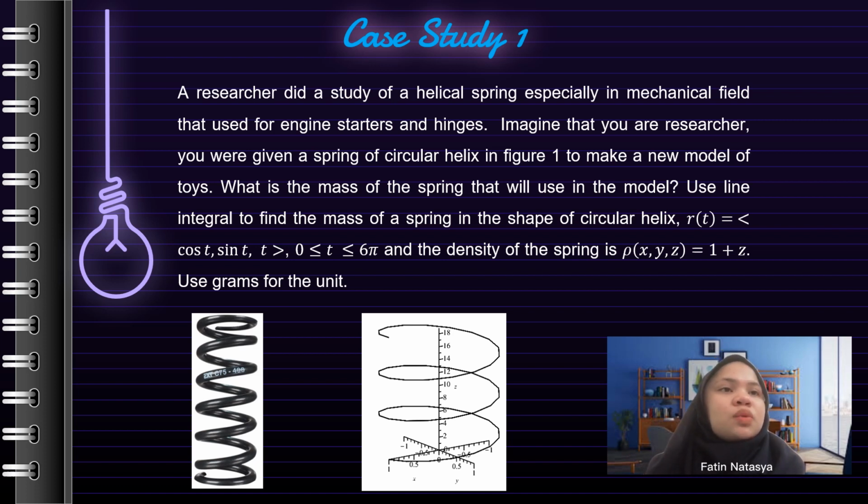The vector r(t) equals cos t, sin t, t, where t is greater than or equal to 0 and less than or equal to 6 pi. The density of the spring is rho(x, y, z) equals 1 plus z. Use grams for the unit.